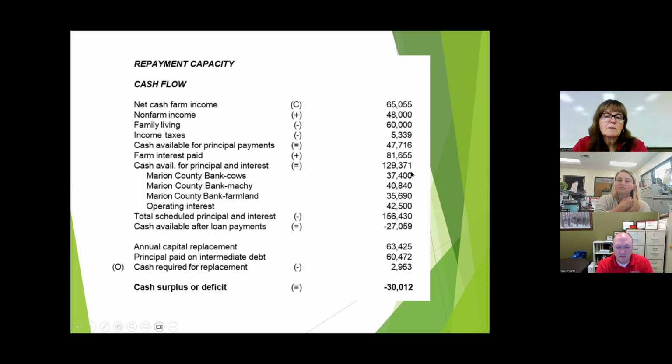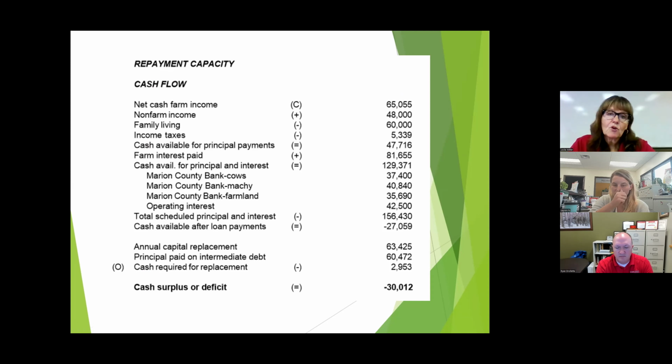Again, if you look back to the balance sheet, you can see that these are what the payments were on these three different loans, calculated operating interest. And then it came up with $156,430 of total principal and interest that has to be paid. So as you can see, there is not enough money to pay that. There's going to be a deficit of $27,059 that this operation is going to be short in getting all their payments made.